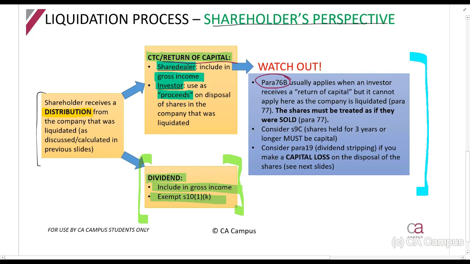I'm just reminding you also to please remember to consider section 9C. That's a section that tells you if you are a share dealer and you've had shares for 3 years or more, then you must treat it as capital. Revise that. That's still applicable. And then I'm just making the comment here, please also consider paragraph 19, the dividend stripping section, if you make a capital loss, and we'll discuss that in the upcoming slides.